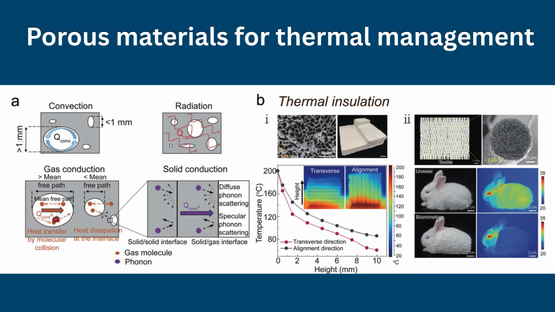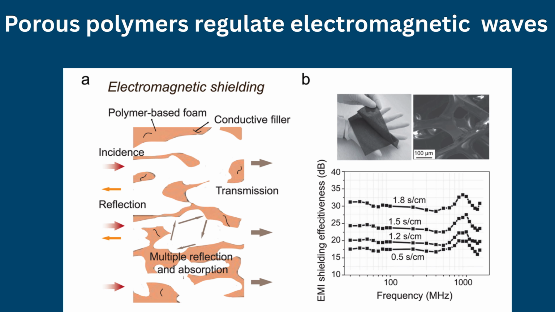Porous polymers also exhibit strong potential in electromagnetic shielding and acoustic absorption. The presence of multiple interfaces within the porous structure promotes reflection, scattering, and absorption of electromagnetic and acoustic waves. When combined with conductive fillers, porous polymer composites can achieve high shielding effectiveness while maintaining low weight and flexibility.